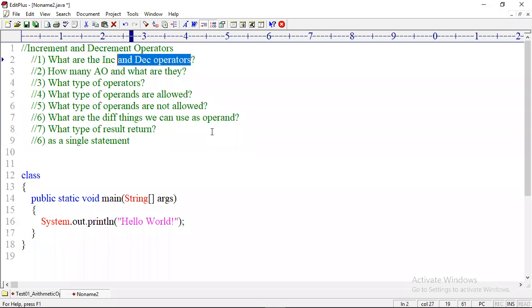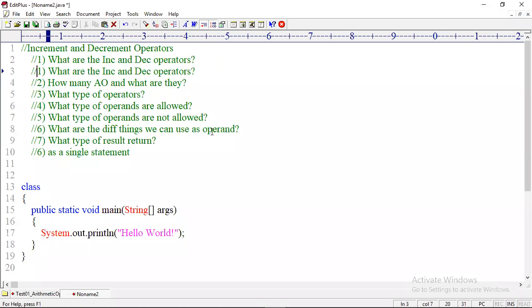What is the use of them? They are calculation operators. Number two: why increment decrement operators, or what is the use of them? Increment decrement operators are used for increasing a value by 1 and decreasing a value by 1. If you want to increase exactly one value or decrease exactly one value, you must use increment decrement operators.